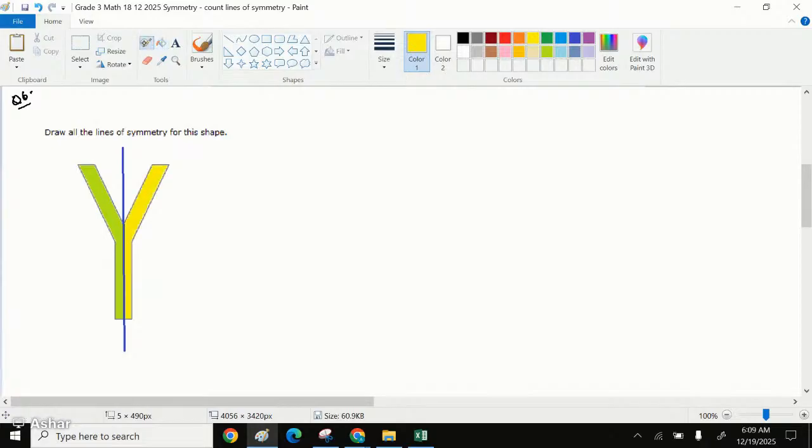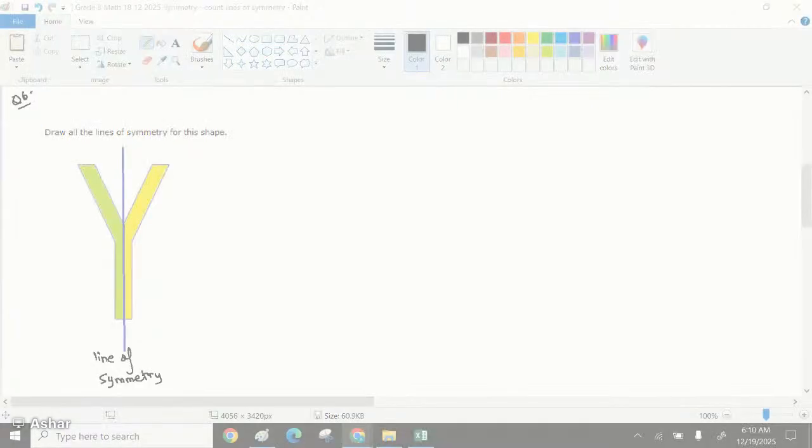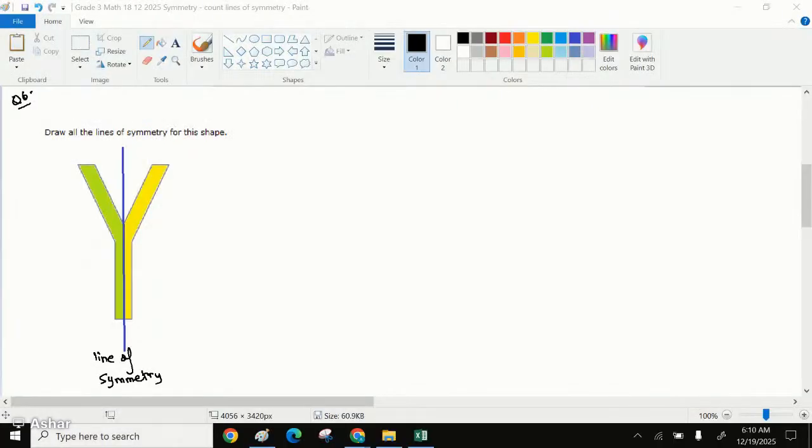So we can say this is our line of symmetry. Okay, agreed? Any questions? Okay. So let's move on to the next question and see. The next shape that we have is a U. Let's see where is the line of symmetry in this alphabet.